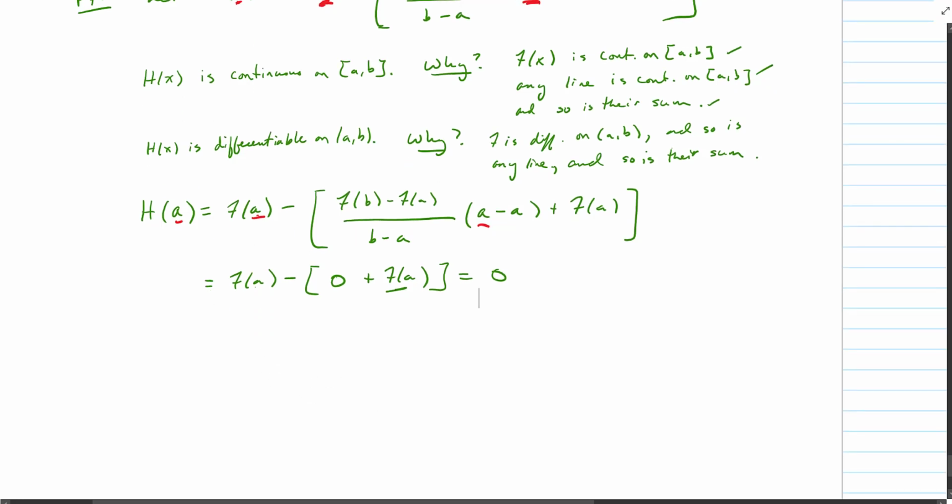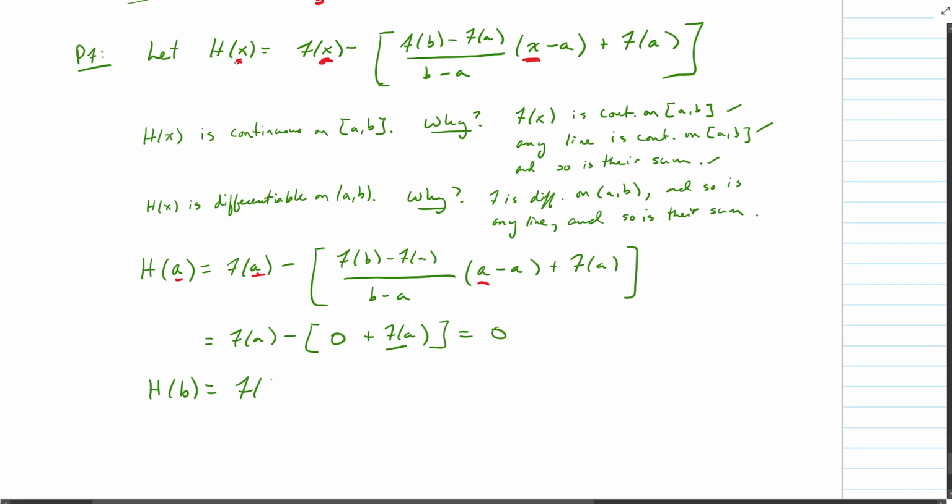Let's see what h of b is. H of b would be f of... so again, I'm going to go back to the description of the function here. I know I've got lots of a's and b's floating around, but everywhere I see an x in the description of the function, I'm going to replace it with a b. So h of b is equal to f of b minus bracket f of b minus f of a all over b minus a, times b minus a, plus f of a.